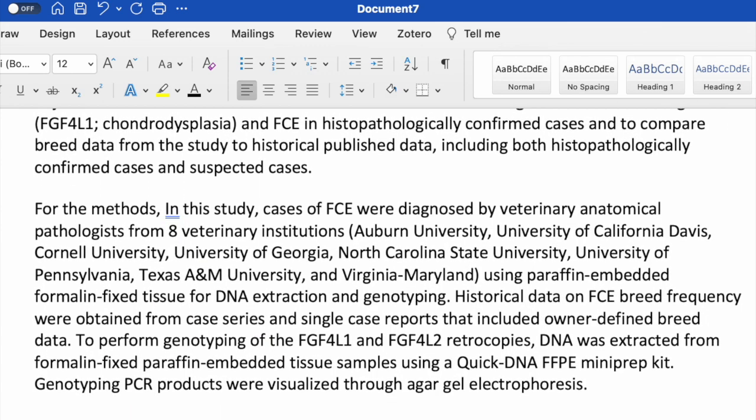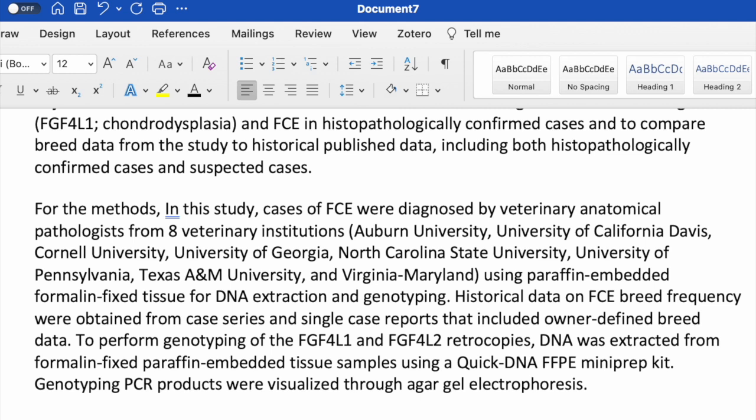cases and suspected cases. For the methods, in this study, cases of FCE were diagnosed by veterinary anatomical pathologists from 8 veterinary institutions: Auburn University, University of California Davis, Cornell University, University of Georgia, North Carolina State University, University of Pennsylvania, Texas A&M University, and Virginia-Maryland, using paraffin-embedded formalin-fixed tissue for DNA extraction and genotyping. Historical data on FCE breed frequency were obtained from case series and single case reports that included owner-defined breed data.